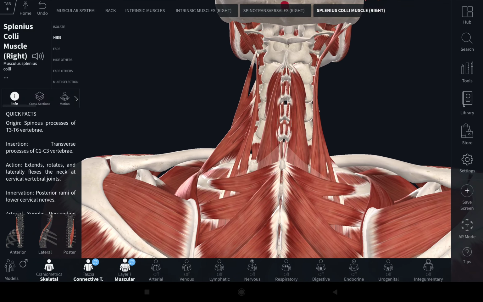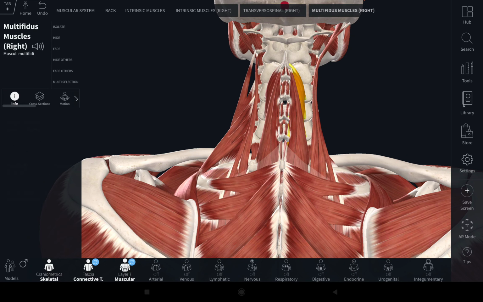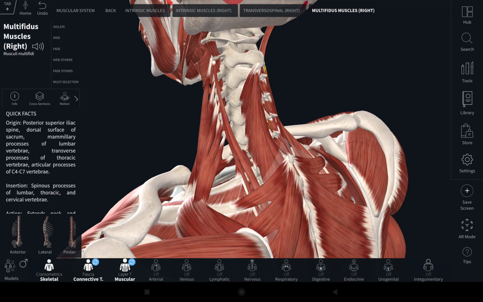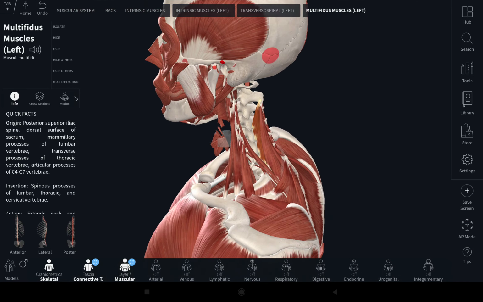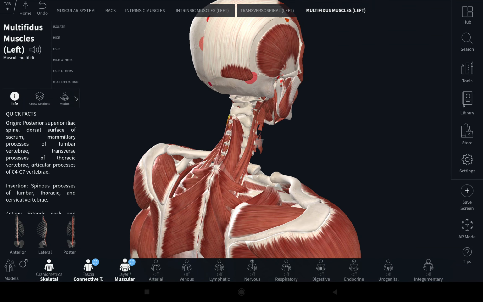Then the muscles exposed here are the multifidus muscle. This is the multifidus muscle of left side. This is the multifidus muscle of right side.